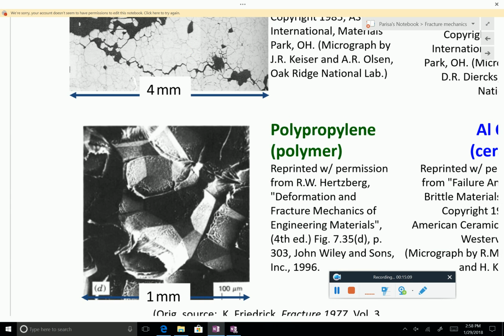If you have a little bit better microscope and you look at the crack interface, you see these nice grains, crystals, 3D at the crack surface. So that is how intergranular crack looks like.